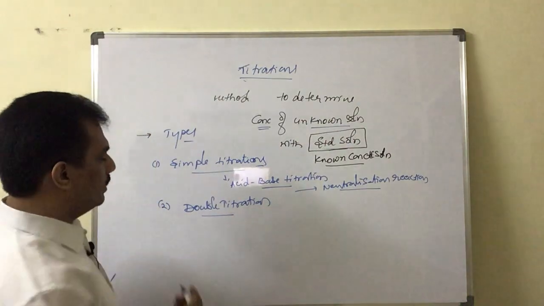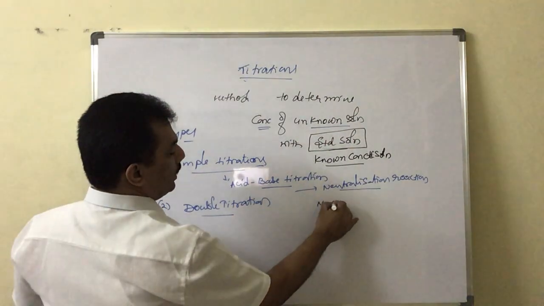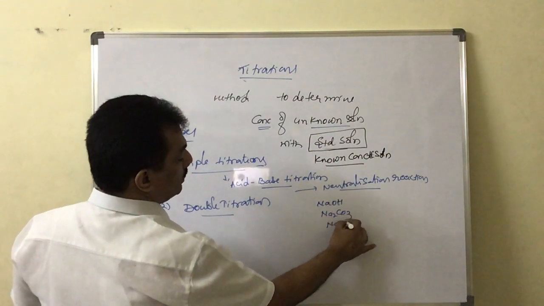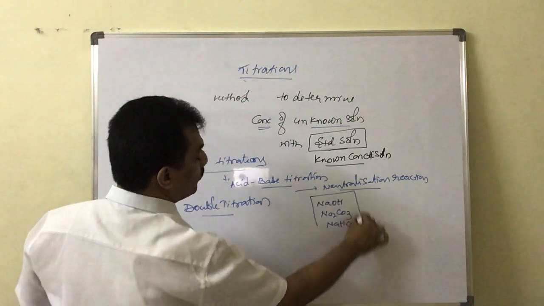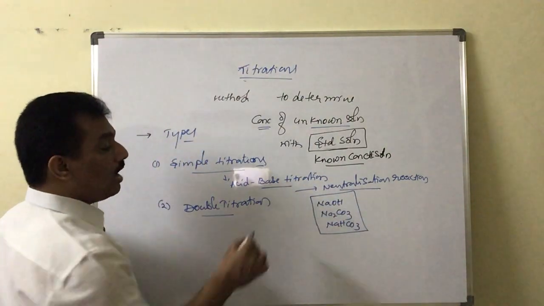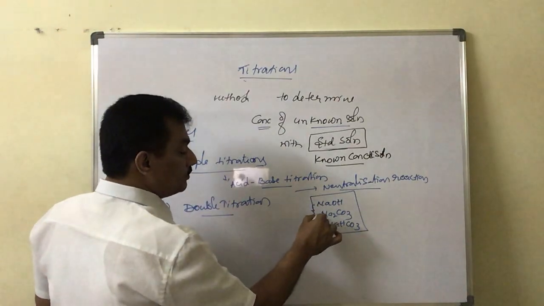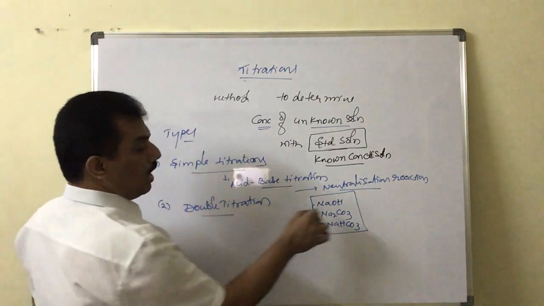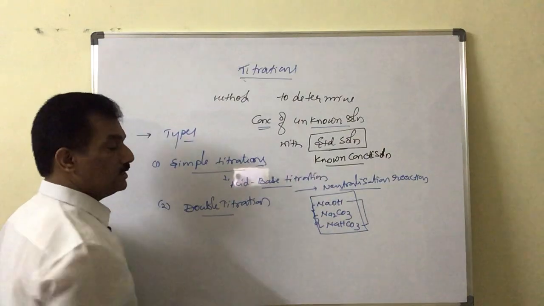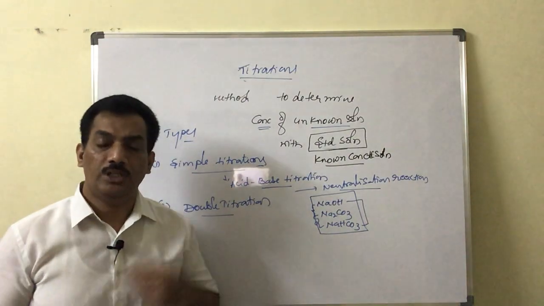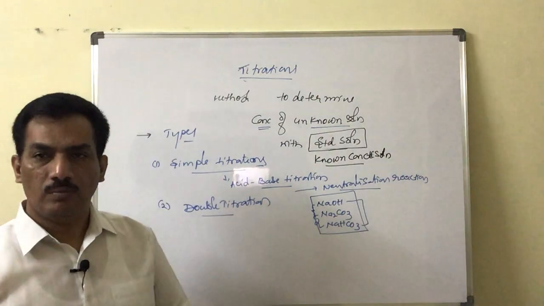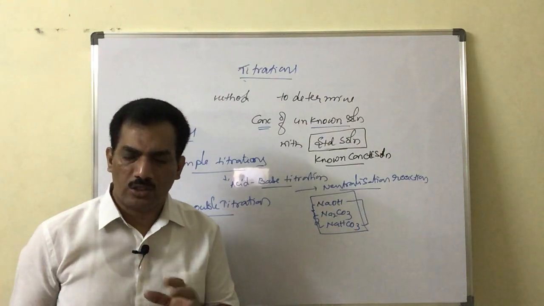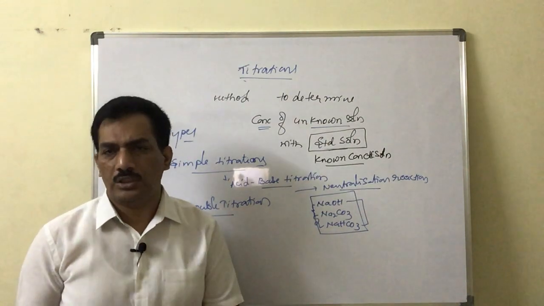Double titrations are related to NaOH, Na2CO3 and NaHCO3. These are the 3 compounds related to sodium, the first year group element. Any 2 of these 3, either NaOH and Na2CO3, or Na2CO3 and NaHCO3, or NaOH and NaHCO3, will be present in the solution, and we have to measure the relative amounts of those 2 compounds. Only in such a case do we use the double titration, no other place.